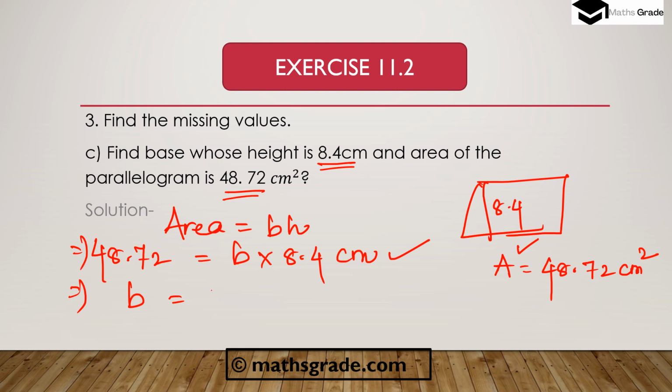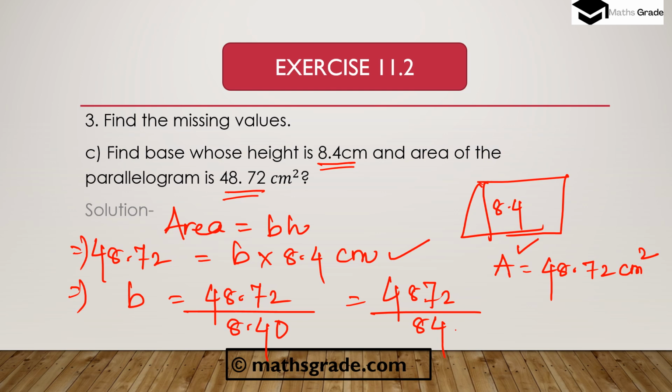So base will be 48.72 divided by 8.4. This multiplication symbol transposed to the right hand side changes to division. So 48.72 divided by 8.4. Now 8.4 means 8.40, so 48.72 divided by 8.40.